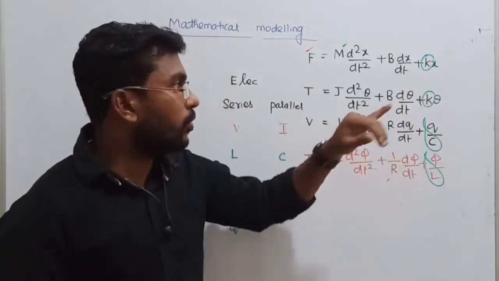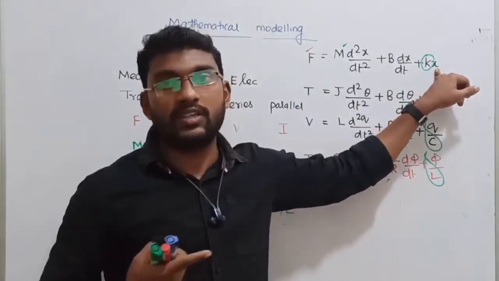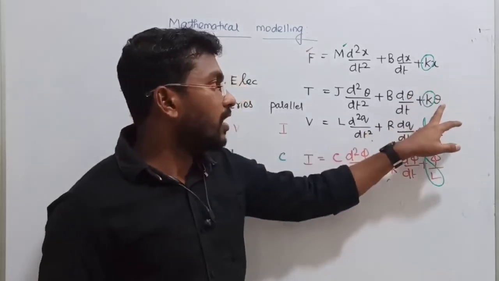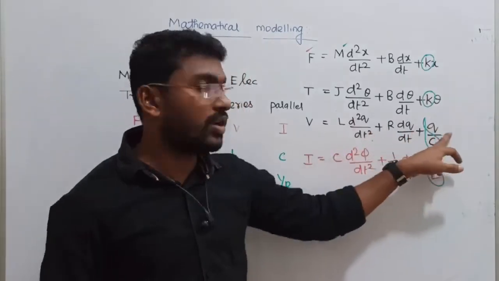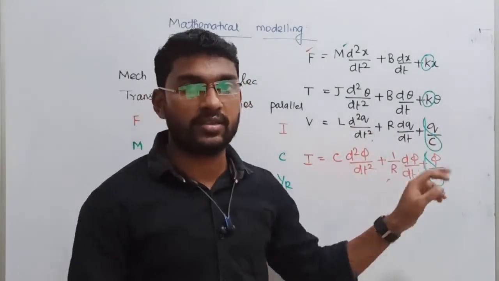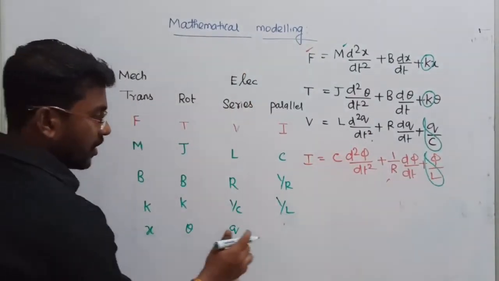In a series circuit, what are we moving? In the mechanical domain, translation means displacement x, how much distance you have moved from one point to another point. Similarly, in rotation, theta is how much angle you have rotated. In an electrical series circuit, it is how much charge we are moving. In a parallel circuit we are considering phi, the variation of phi. So let us continue: x, theta, q, that is going to be phi.